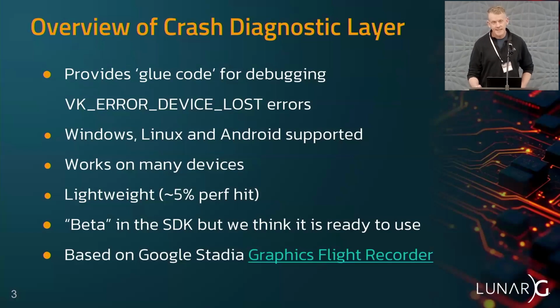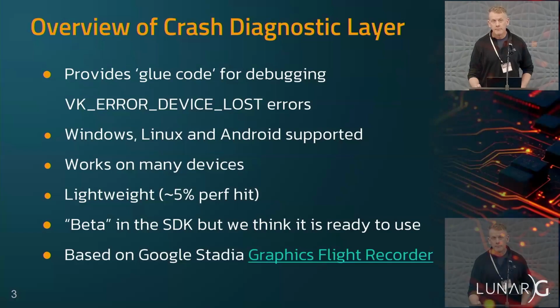Tries to be fast. For real games, it's about 5% performance hit. It's currently beta in the SDK, mostly because we haven't had a lot of issues come in on it. It's been out for about 5 or 6 months. We think it's in really good shape now, but yeah, please file issues and tell us how it's working or not. It's based on a tool that the Stadia team made called Graphics Flight Recorder, and when Stadia ended, it was abandoned, and we picked it up and made it better.